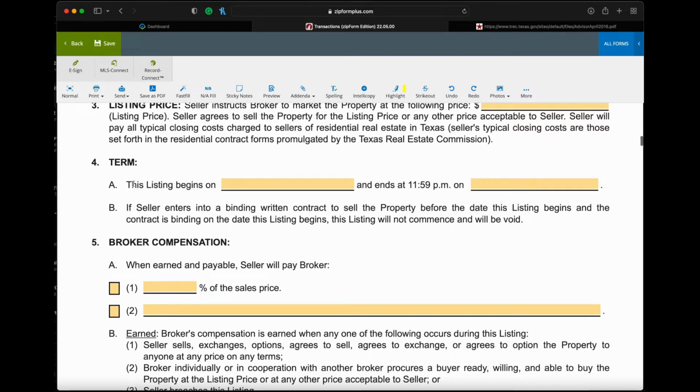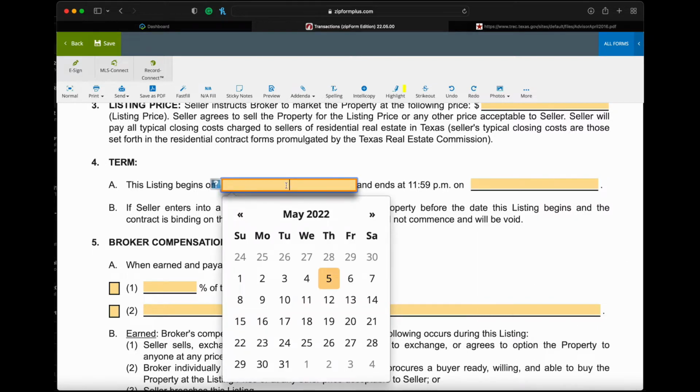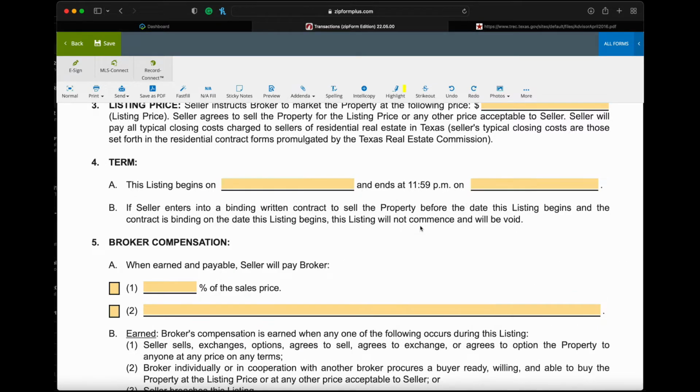The term. This is when the listing begins, so this is when it's going to go live, basically. For example, if we were doing one right now, and today is a Thursday, and we wanted it to go live on a Friday morning or afternoon, then you can put tomorrow's date. Then it ends, typically, in 6 months. You usually have a 6-month listing agreement, unless you otherwise agree to something else, but that's what these 2 dates are: it begins and then ends about 6 months later.